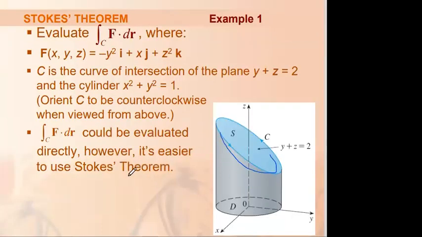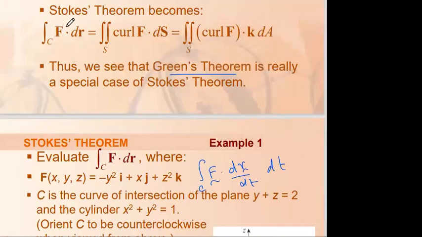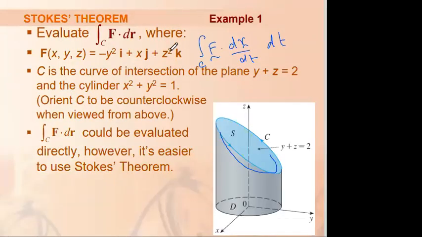Here it could be evaluated directly. However, it is easier to use Stokes theorem. You can compute this integral very easily. Do it as homework. So compute this line integral of F dot dr, which you can rearrange in terms of dt, throughout this path. Now I am using Stokes theorem to compute that.